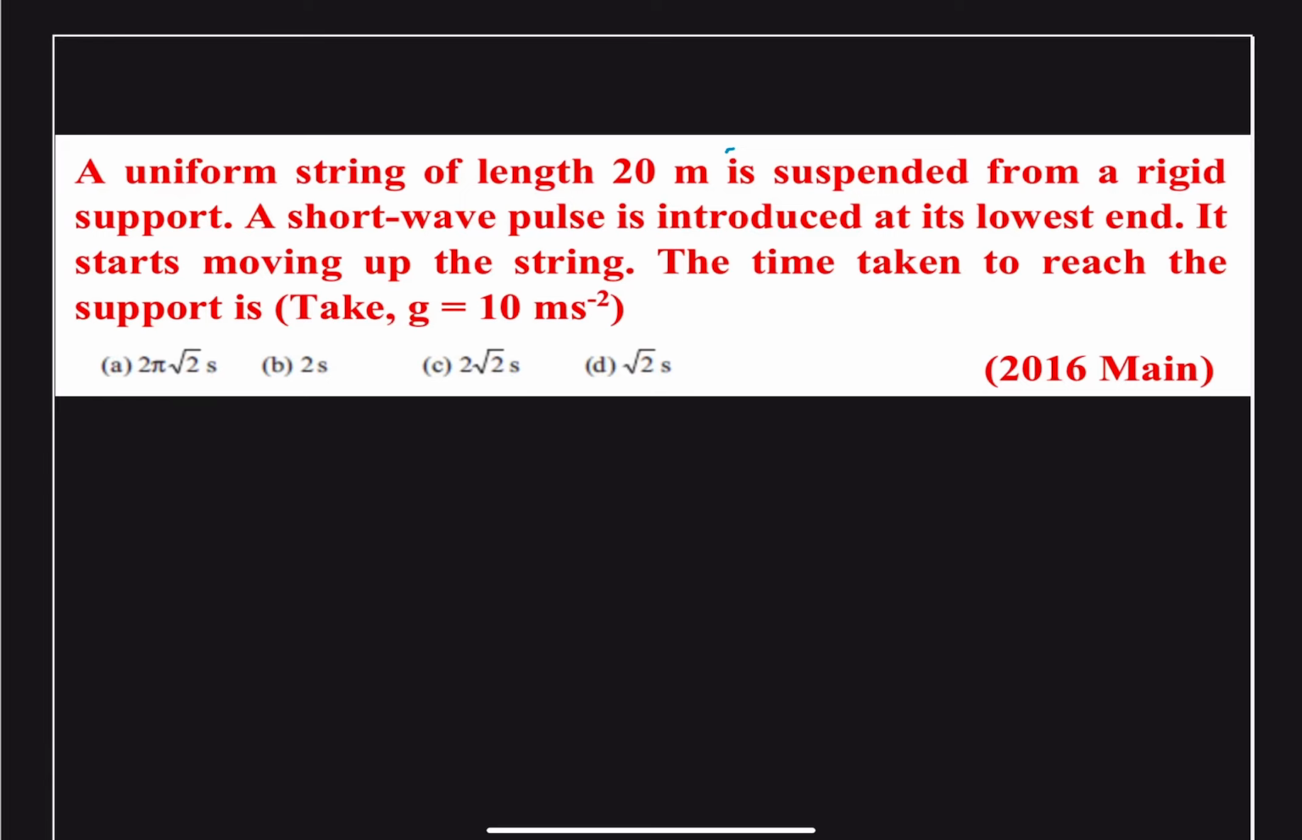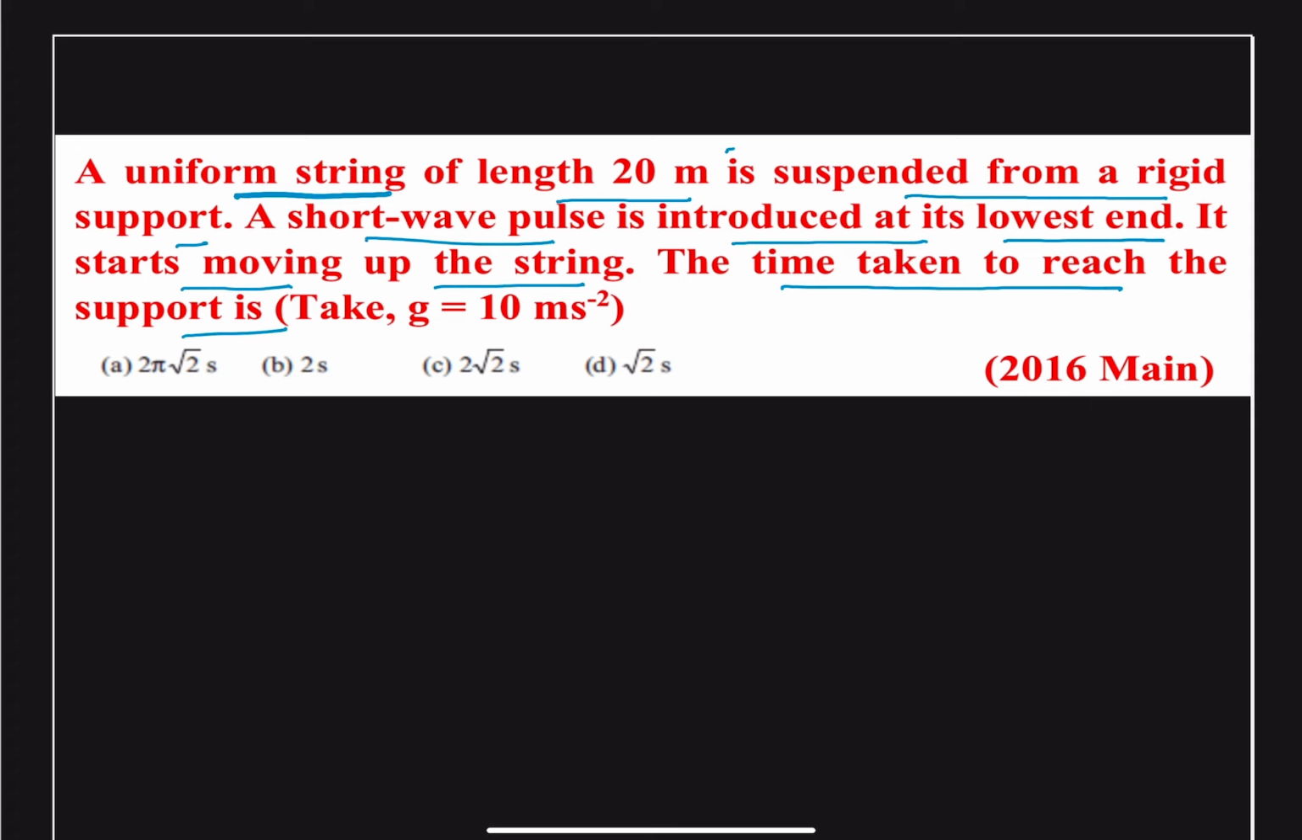A uniform string of length 20 meter is suspended from a rigid support. A short wave pulse is introduced at the lowest end. It starts moving up the string. The time taken to reach the support is, taking g as 10 meter per second square.